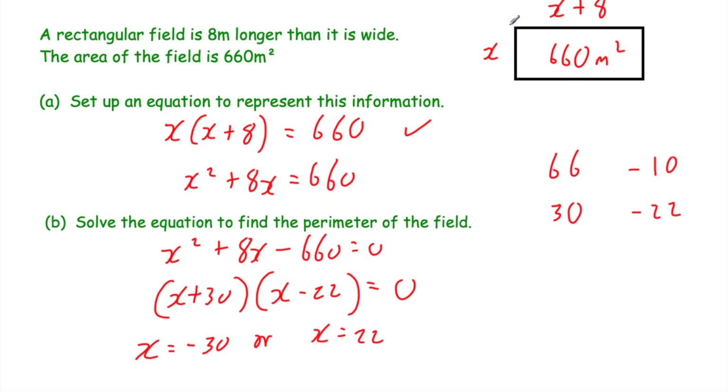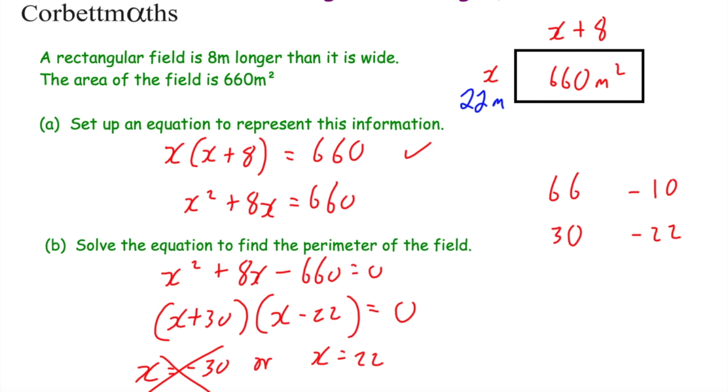Now here x is the width of the field, so minus 30 meters doesn't make sense in this situation, so that means that x has to be 22 meters. So I'm just going to change colour ink here and write 22 meters. That's the width of the field. The length of the field is 8 meters longer, so that's 30 meters. The other width, because we've been asked to find the perimeter here, the other width of the field is 22 meters, and the width here would be 30 meters as well.